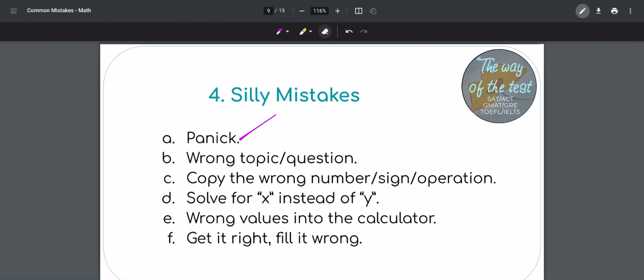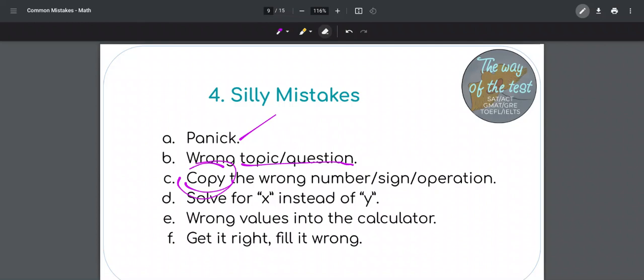Having the wrong topic or the wrong question or the wrong formula is like, okay, so you're solving for quadratics, but you're using the formula for a linear equation, then that's the wrong topic. You kind of know a formula, it's just not the right formula. That is a mistake.